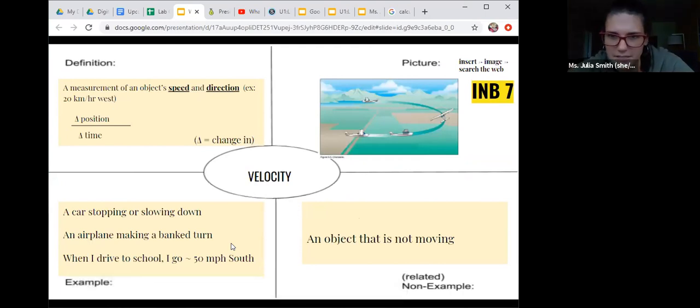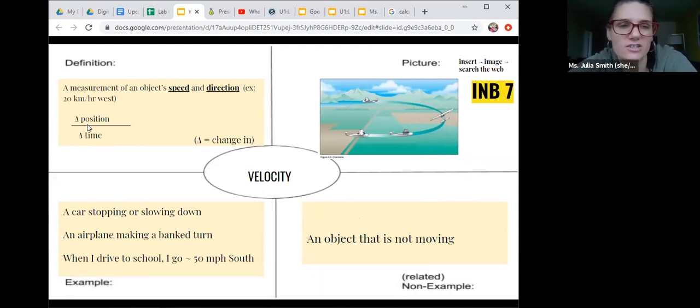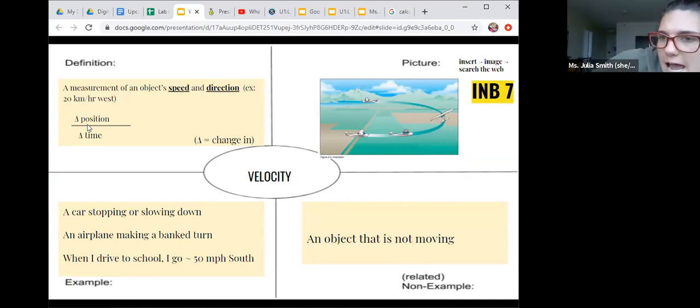For velocity, this is another unit of measurement. We use it to measure an object's speed and direction. So the example I have there is 20 kilometers an hour to the west. We have a formula here. That triangle means delta or change. That's called a delta and it means change. So change in position divided by change in time.